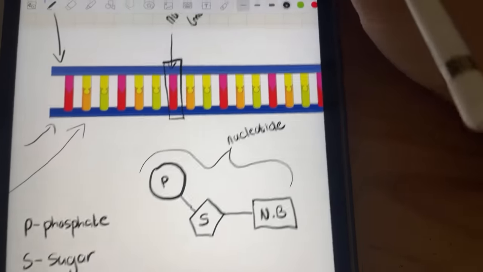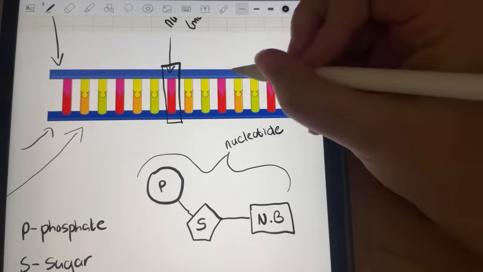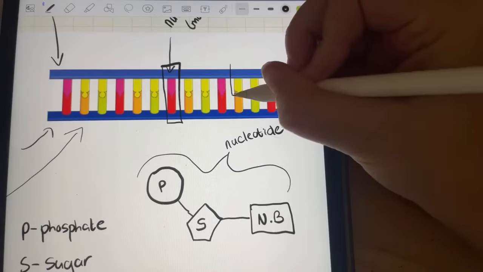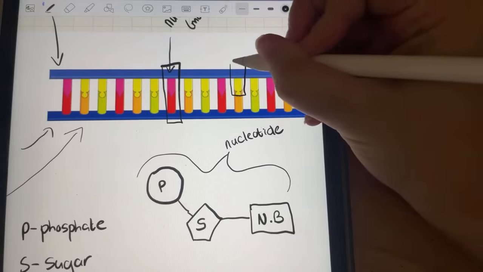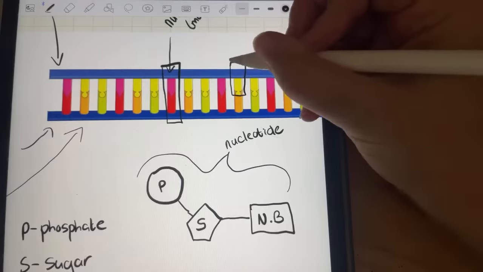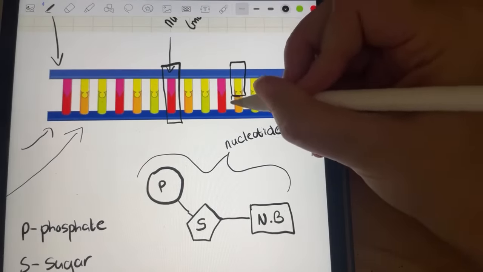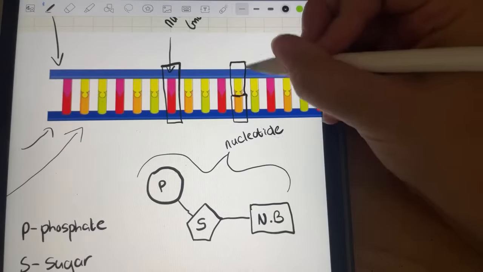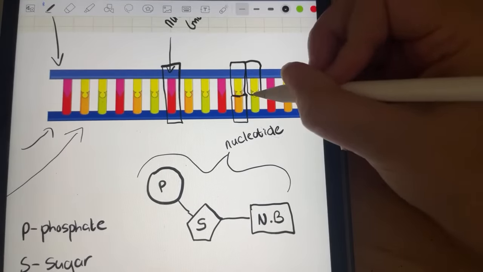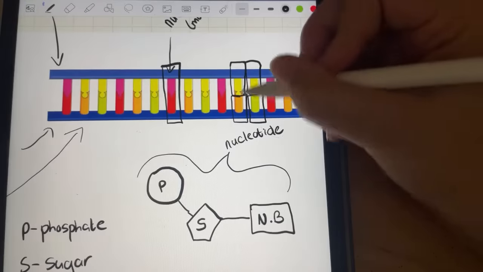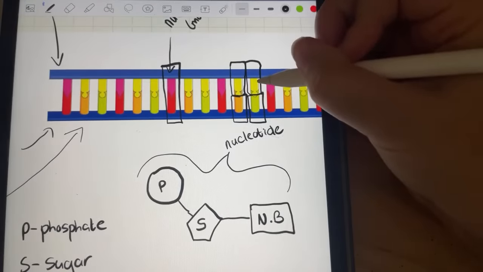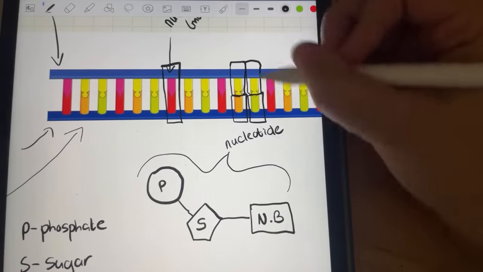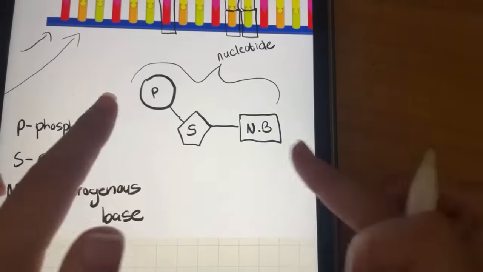So if we are looking back at our diagram up here, if I just try and get just the yellow piece in, not the orange, that is one nucleotide. And on the other side here, that's also a nucleotide. And here is another nucleotide. And here is a second nucleotide. So there's actually four here. Okay. Now, how do those four link in with my diagram here?